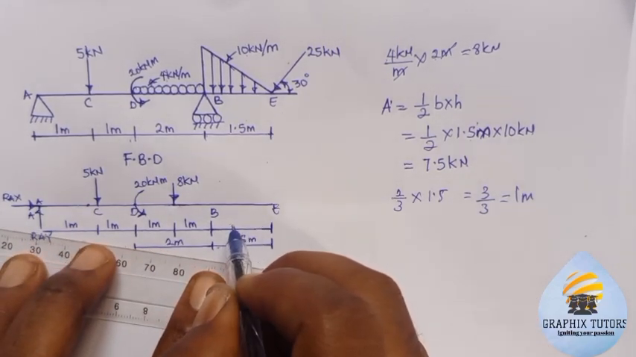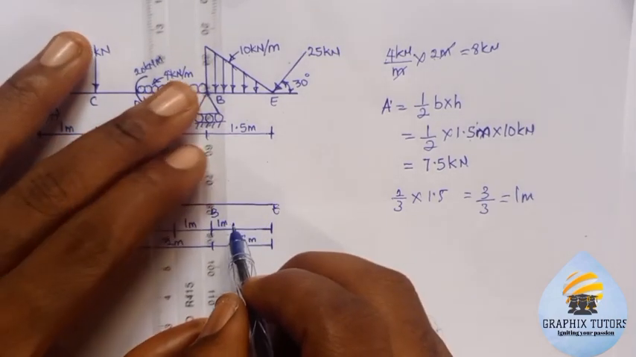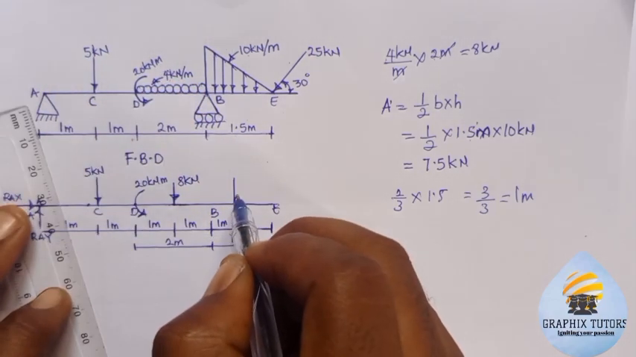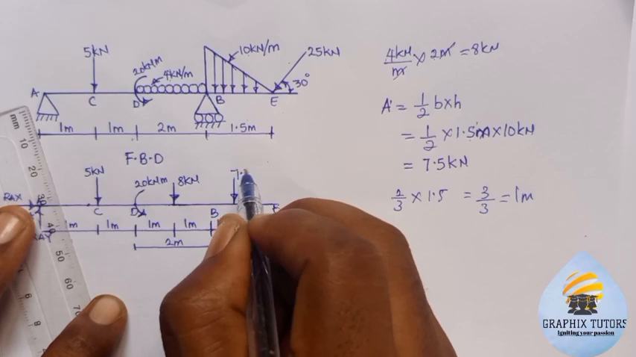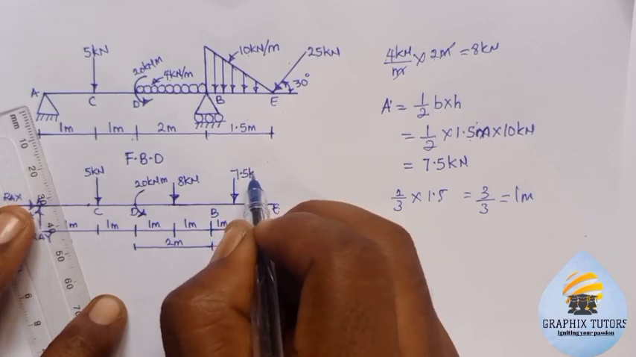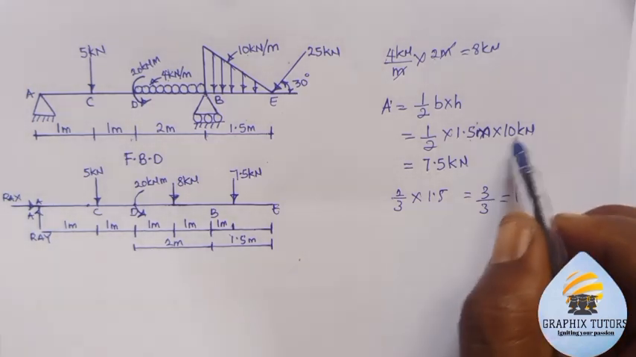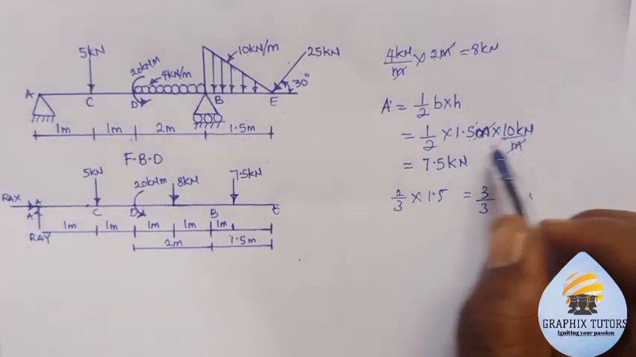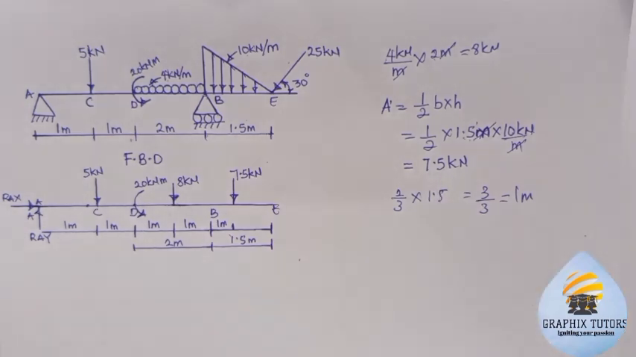So I'm going to measure 1 meter, let's say from here to here is the 1 meter. So this is where I am going to actually place my 7.5 kilonewton acting at that point, right? So if you look at it, we have 10 kilonewton per meter, right? So this meter will equate this. So 1.5 times 10 divided by 2 will give 7.5 kilonewton.